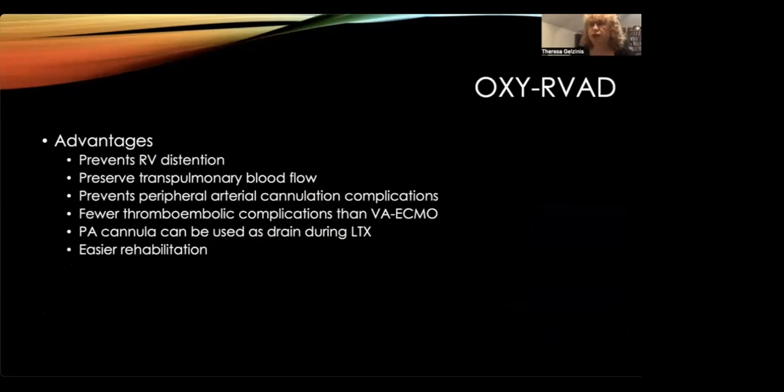The advantages of the oxy-RVAD are that it prevents right ventricular distension, it preserves transpulmonary blood flow, and it prevents peripheral arterial cannulation complications. There are fewer thromboembolic complications than with VA ECMO, and the PA cannula can be used as a drain during lung transplant. And without a femoral cannula, rehabilitation is easier.